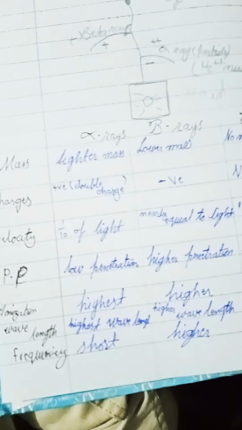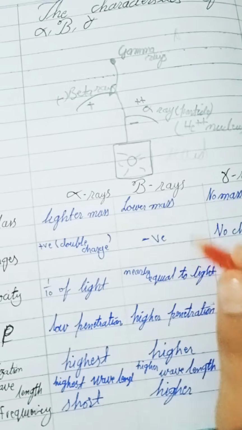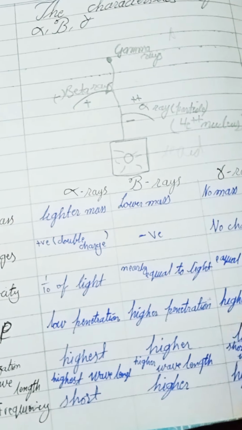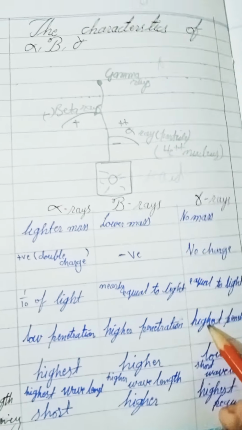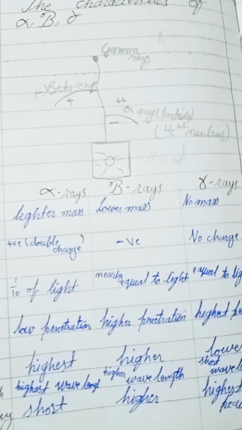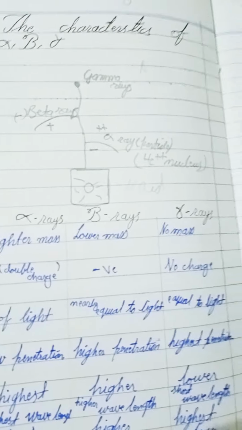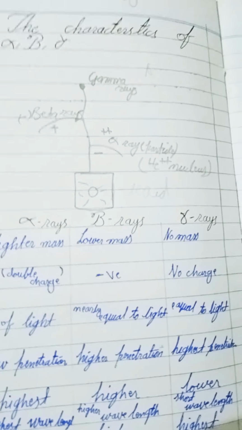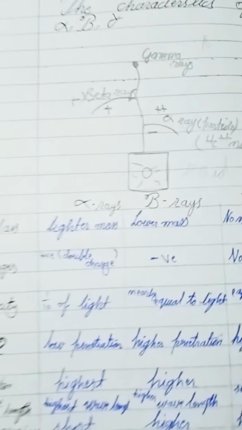Because it has lower mass than alpha rays. And the third is gamma rays. It's energy, not a particle. It will easily move through the wall because energy can move.